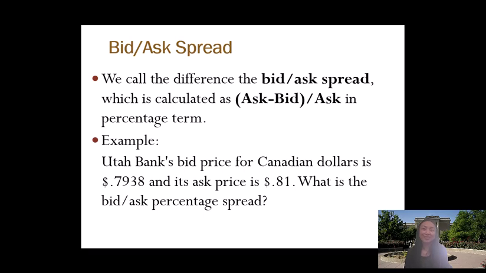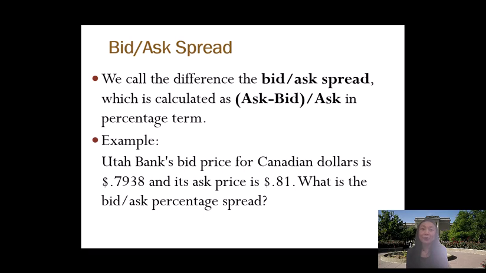For the bid-ask spread, as we know, at any given time, the ask price is always higher than the bid price. We call this difference the bid-ask spread, which is often calculated as ask minus bid divided by ask. That's the difference divided by the ask price in percentage terms. Let's work on an example here.